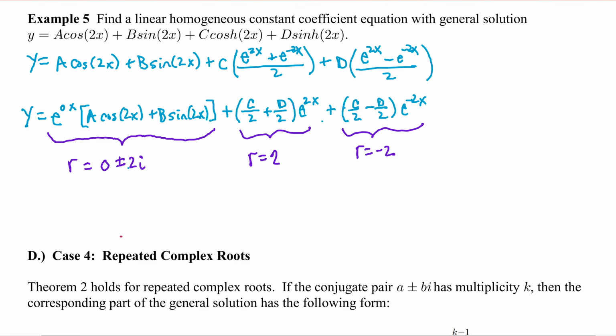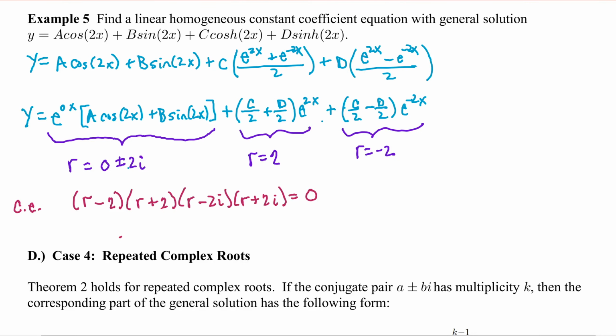From the roots, we can now backtrack to the characteristic equation. I'm going to start with the easy ones, the distinct real solutions. If r equals 2 is a root, it came from the factor r minus 2, right? If r equals negative 2 is a root, it came from the factor r plus 2. We can even do the same with our complex conjugate pair, r minus 2i and r plus 2i.